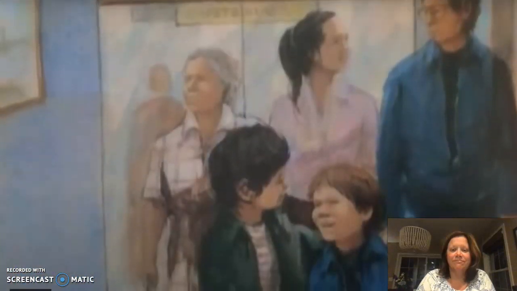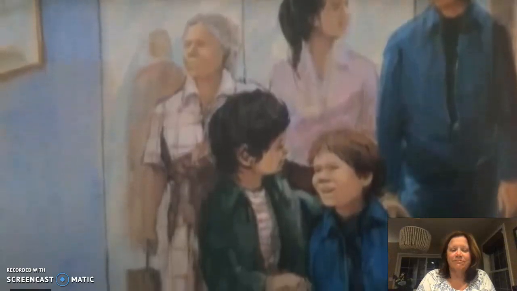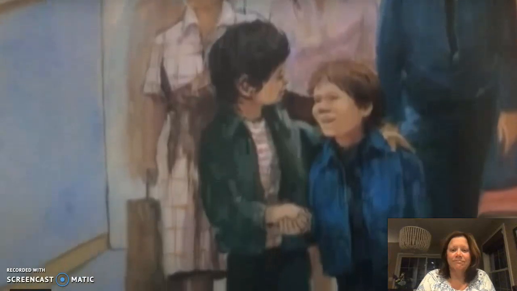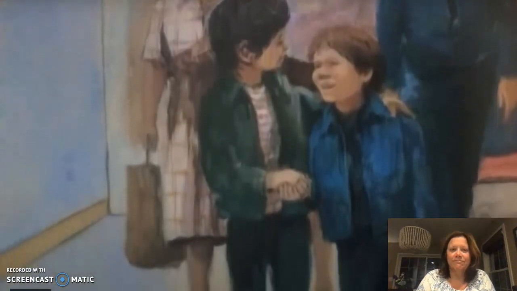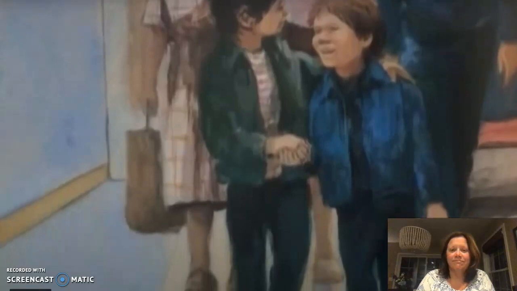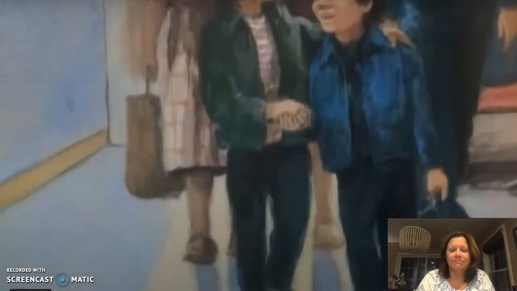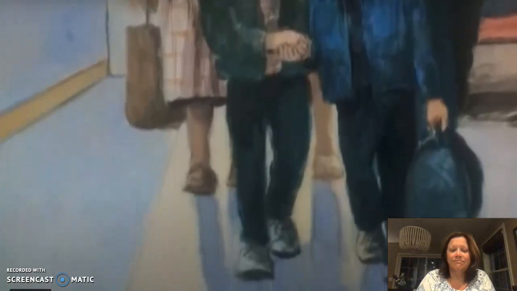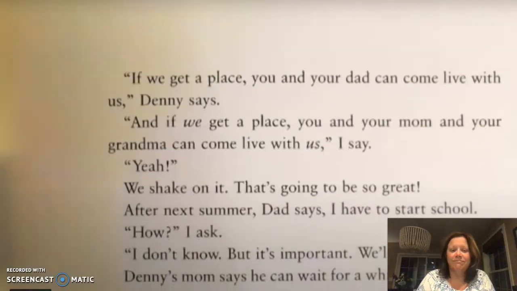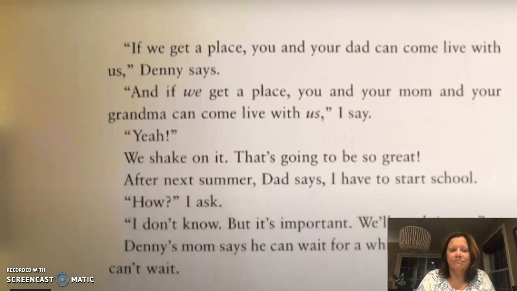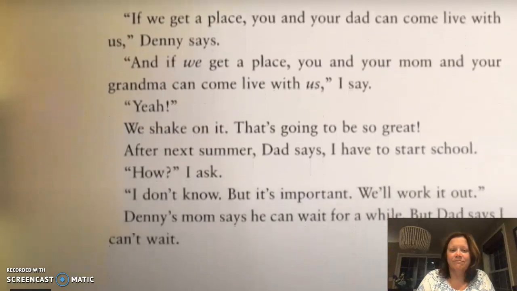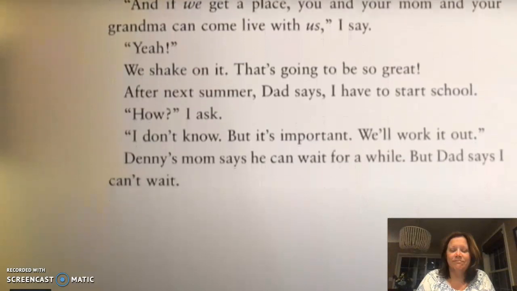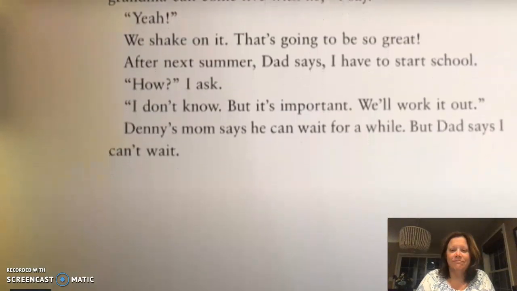"If we get a place, you and your dad can come live with us," Denny says. "And if we get a place, you and your mom and your grandma can come live with us," I say. "Yeah." We shake on it. That's going to be so great. After next summer, Dad says I have to start school. "How?" I ask. "I don't know, but it's important. We will work it out." Denny's mom says he can wait for a while, but Dad says I can't wait.